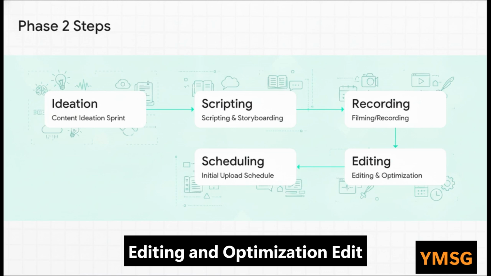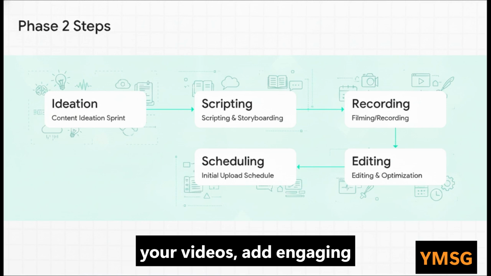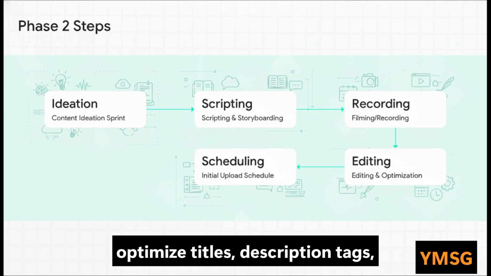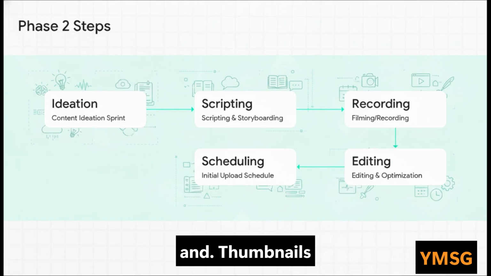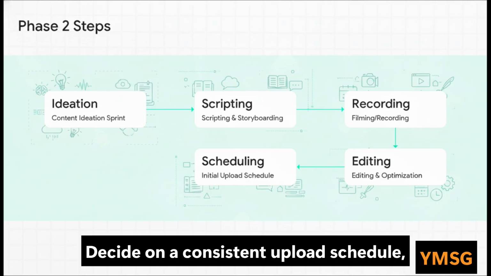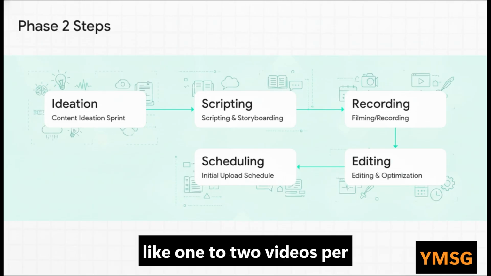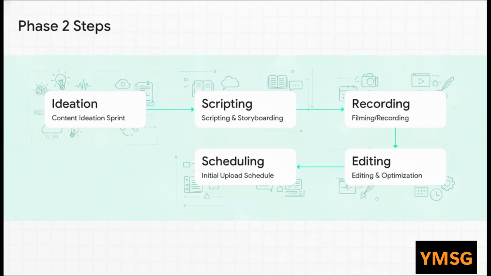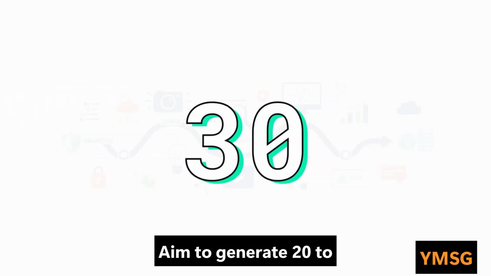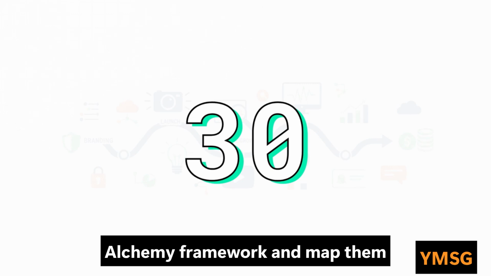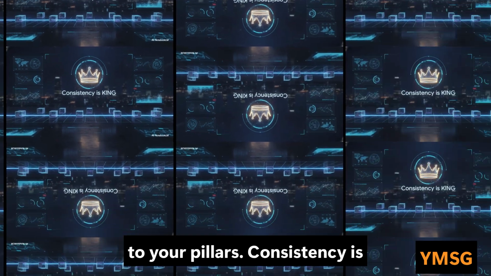Editing and optimization. Edit your videos, add engaging visuals or music, and optimize titles, descriptions, tags, and thumbnails. Initial upload schedule. Decide on a consistent upload schedule like 1 to 2 videos per week and stick to it. Aim to generate 20 to 30 ideas using the algorithm alchemy framework and map them to your pillars.